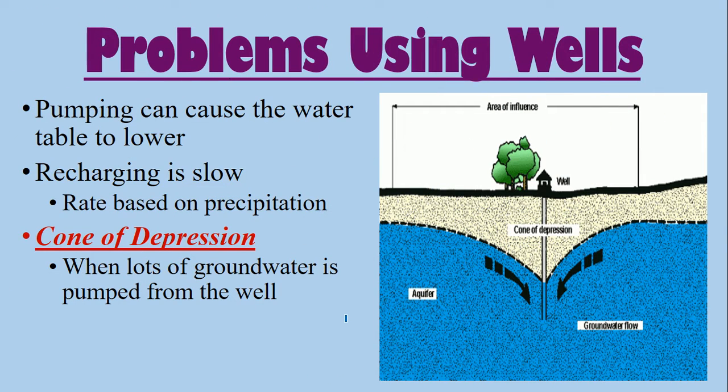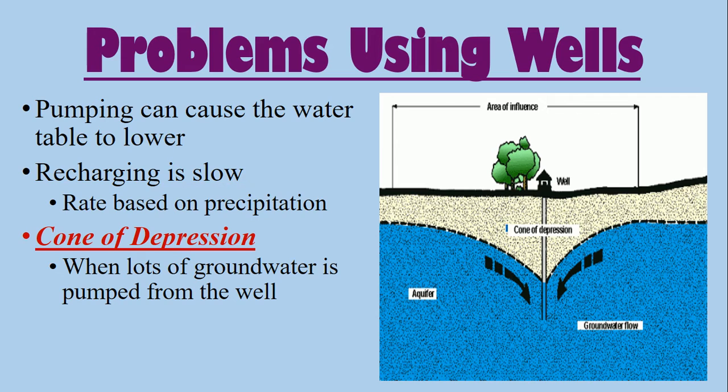Now, there are some problems with using wells. Pumping out water from wells, from the groundwater, does lower the water table. Groundwater takes forever to recharge because it's all based off how much precipitation you get to an area. And there's also something called the cone of depression.